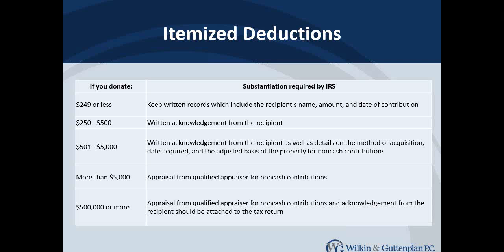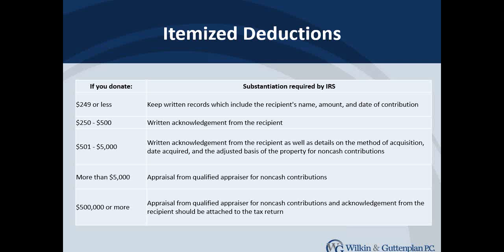Once you get over that $250 threshold, then the recipient is actually required to send you some kind of backup, some acknowledgement letter. They need to indicate what the total amount of the contribution that they received is, and they also need to indicate if you received anything of value for that contribution. So if it was a dinner and there was a $100 dinner ticket fee, but 25 of that was actually the cost of the meal, then you can only deduct the $75. You can't deduct the full amount. Unless you didn't go to the dinner, then it's obviously a different story.